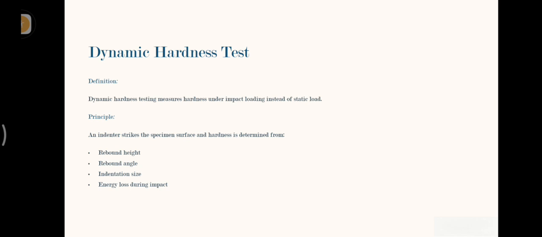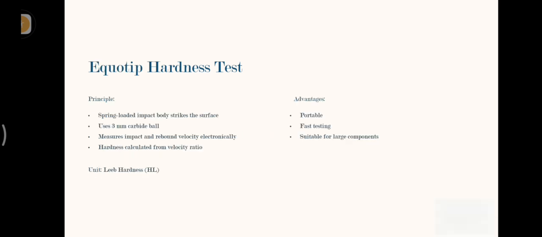The next is the dynamic hardness test. The main definition is that it measures the hardness under impact loading instead of a static load. Here static is nothing but at rest, which denotes a constant load. We are not going to apply a constant load. Instead, we are going to apply an impact loading. Impact loading is nothing but a sudden loading on a specimen.